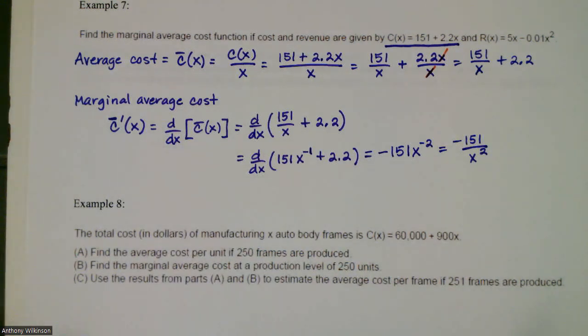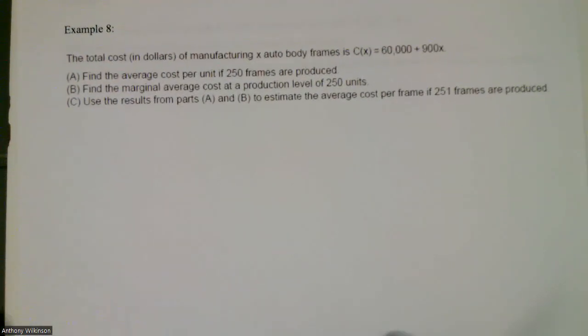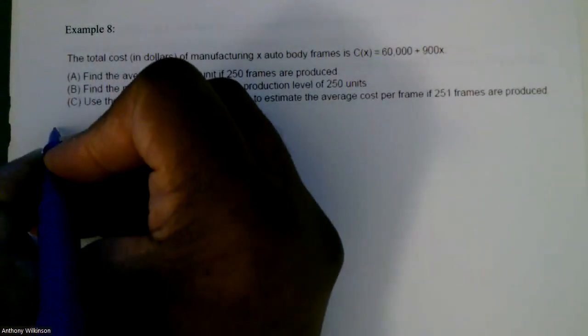Okay. All right, in example 8, we have some applications that are related to these type of functions. The total cost in dollars of manufacturing X auto body frames is C of X equals 60,000 plus 900X. Part A, find the average cost per unit if 250 frames are produced. Part B, find the marginal average cost at a production level of 250 units. Part C, use the results from parts A and B to estimate the average cost per frame if 251 frames are produced. All right, so we'll start with part A.